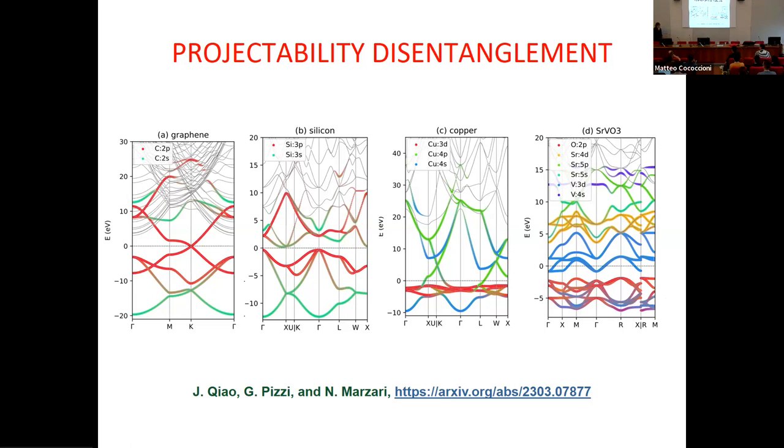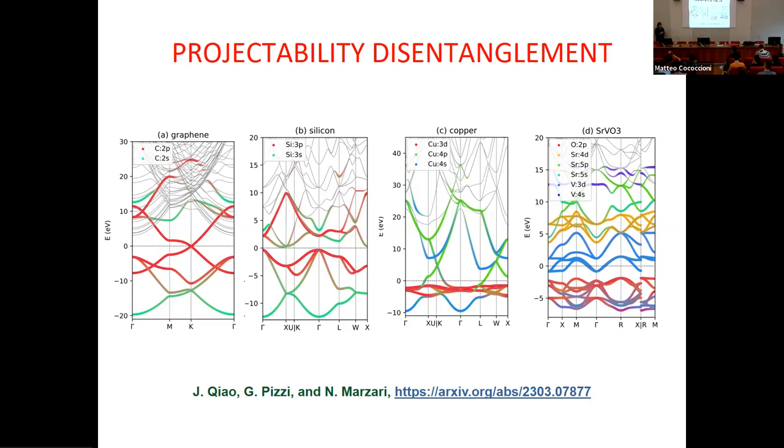So what we did with Zhongfeng Chao at EPFL and Giovanni Pizzi was to change our criterion to decide which state to keep, which state to throw, and which state to mix, using not an energy criterion. That is, we don't say low state, we keep, a state in between, we mix, and state high, we throw, but we use a projectability criterion.